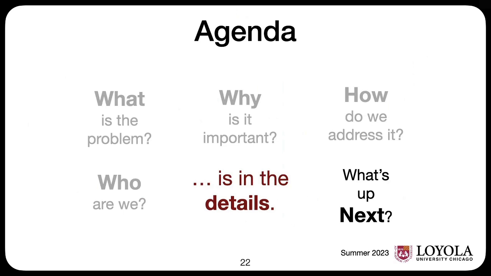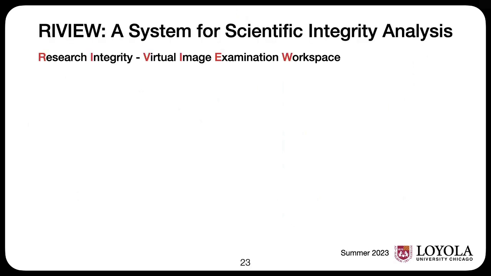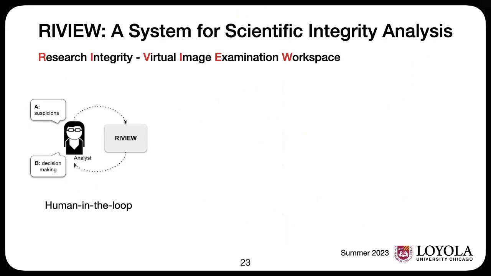Okay, so how do we do it in technical terms? Let's dive into the details. First thing, we developed what we are now calling RIVIEW. It's a system for scientific integrity analysis. As you can see here, RIVIEW means Research Integrity Virtual Image Examination Workspace. This is a larger view of the system, and you can see that RIVIEW has a strong human in the loop nature.